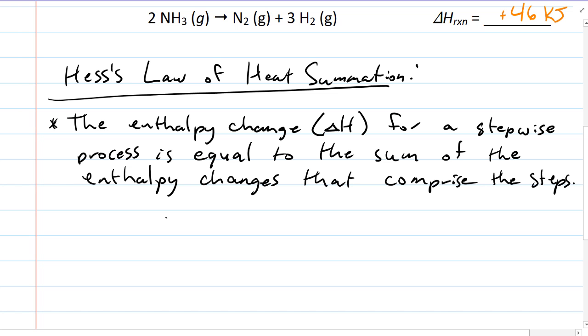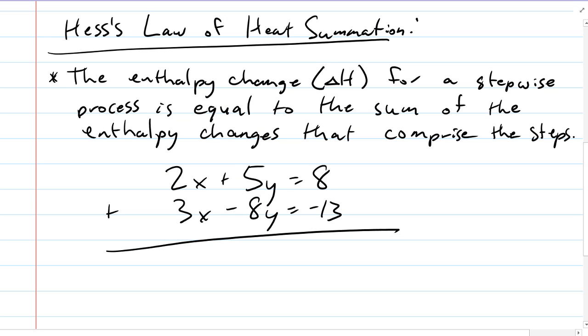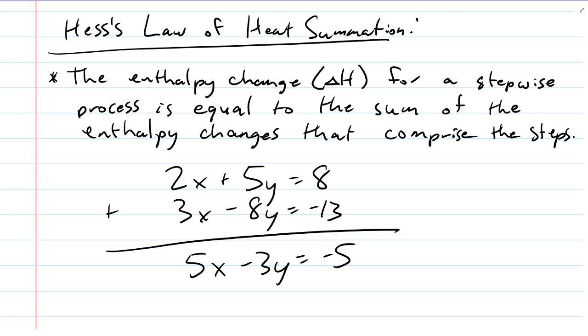Now this works just like if we were summing together algebraic equations. If we had something like 2x plus 5y is equal to 8, and we added to this 3x minus 8y is equal to negative 13, if we sum these two equations together, what are we going to get? Right, this is what we wind up with. Chemical equations work just like algebra. Okay, we sum down.